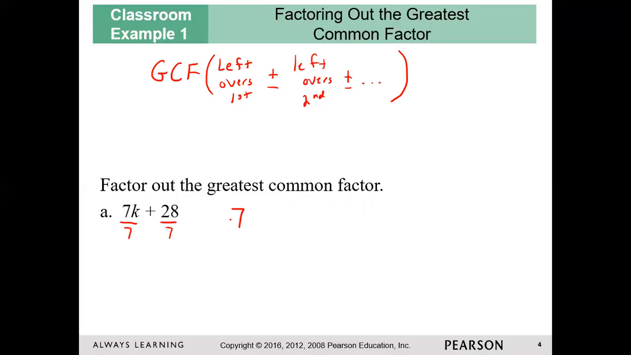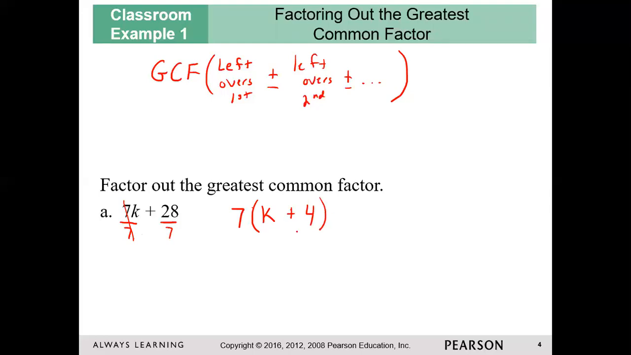So we have 7 is our GCF. We know that because it is the largest term that divides our binomial evenly. And when you divide this first term by 7, you're left with just a k. So you're left with a k. And then when you divide the second term by 7, you're left with just a 4, and then the plus sign is just going to come along for the ride.